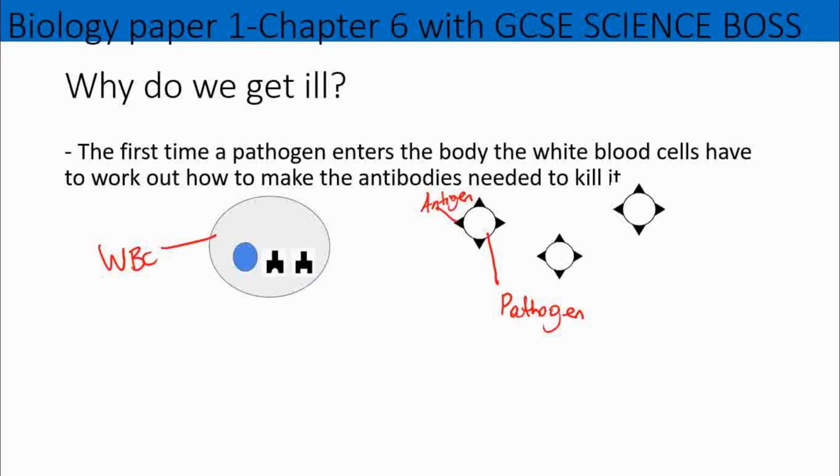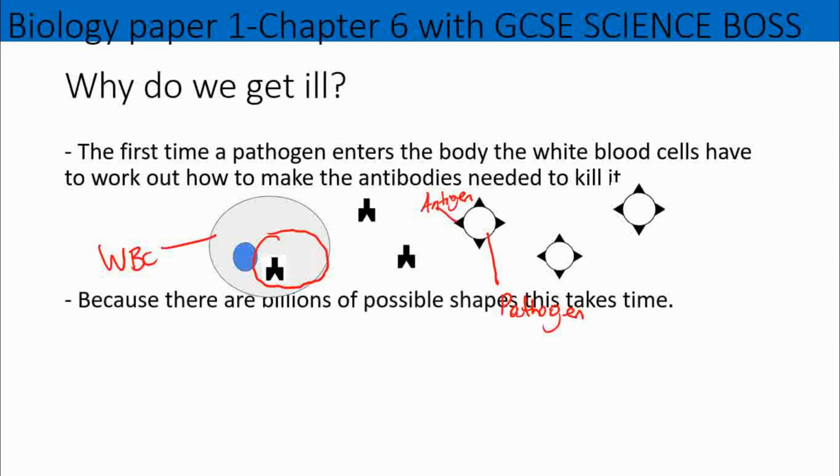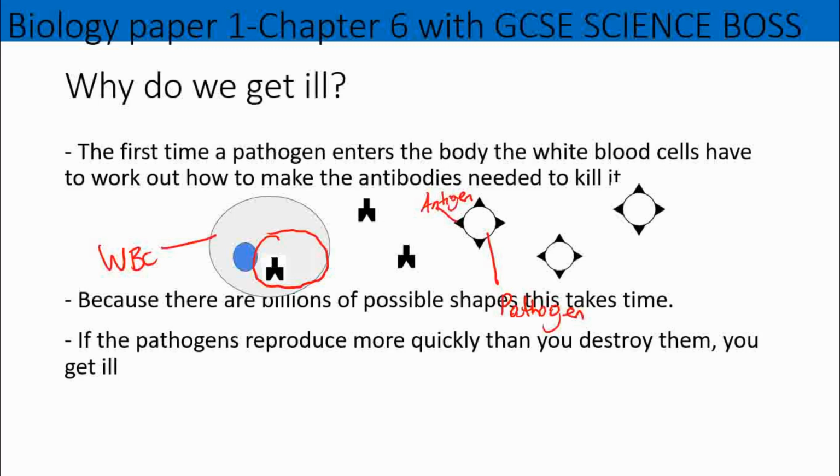Let's go back and have a look here on the inside. Good. Now it's worked out which antibody it is going to produce. That one is complementary to the shape of the antigen. It's produced that one. Now that takes time, because there are different possibilities, it takes time, as we were saying. Now that it produces it, it's now able to kill the pathogen.